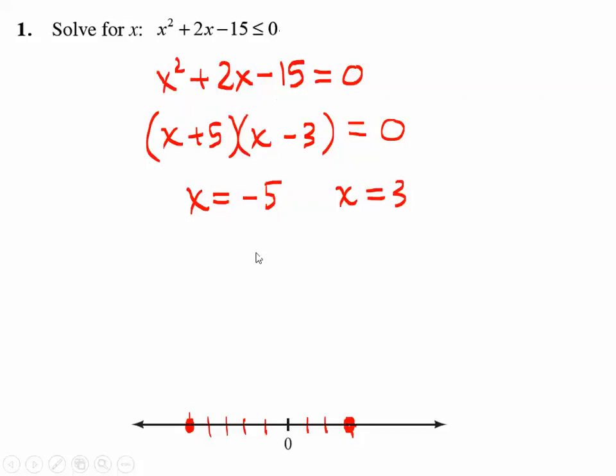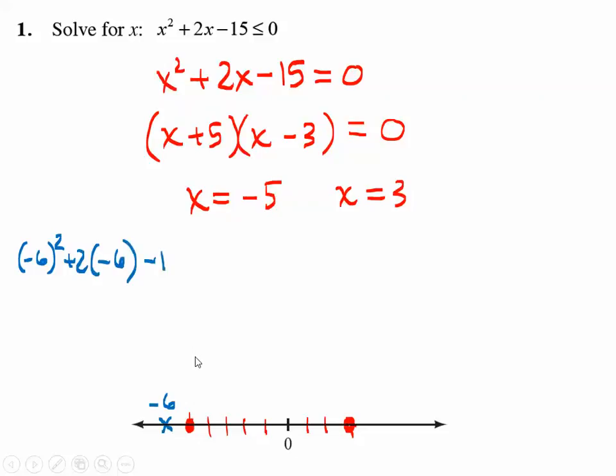So here's what I'm going to do. I'm going to plug in a test point. So pick anything that's a little less than negative 5. It doesn't matter. Negative 6 would work. Negative 10 would work. Negative 100 would work. It's just as long as this number's less than negative 5. Now what I'm going to do, I'm going to pick negative 6. And I'm going to plug it back into my original inequality just to find out if it's true or false. Again, we did this before when we were graphing lines.